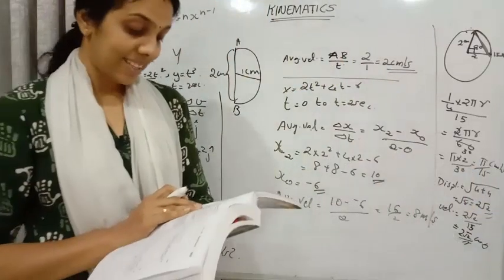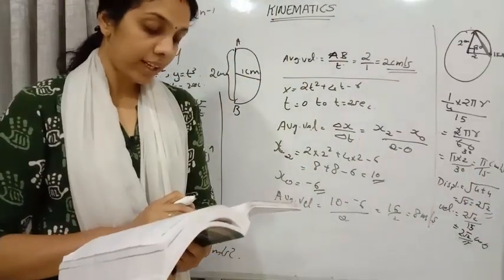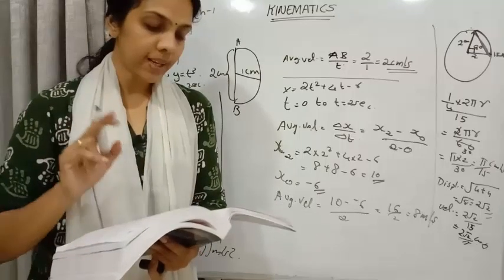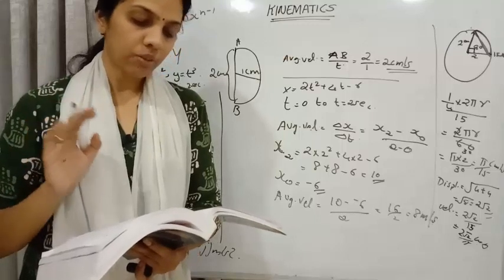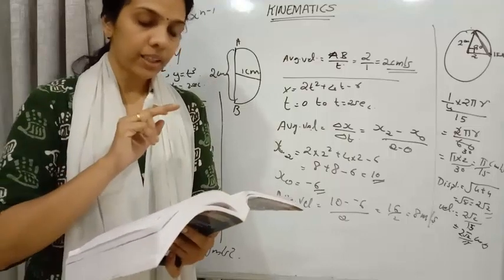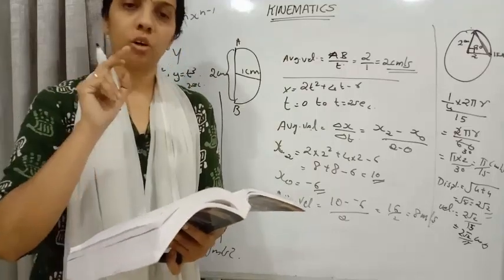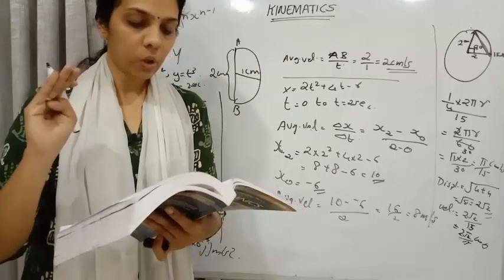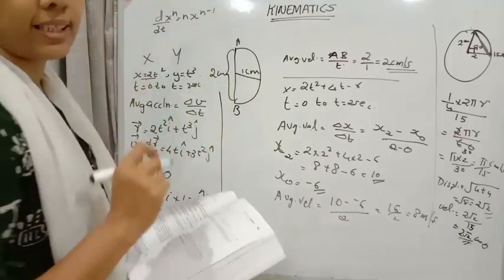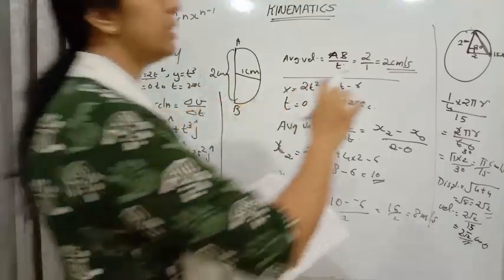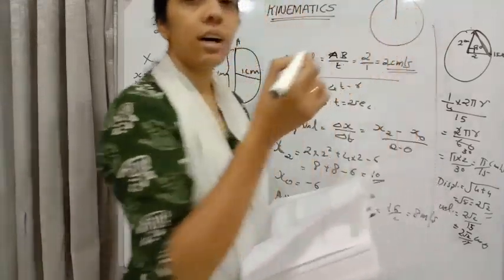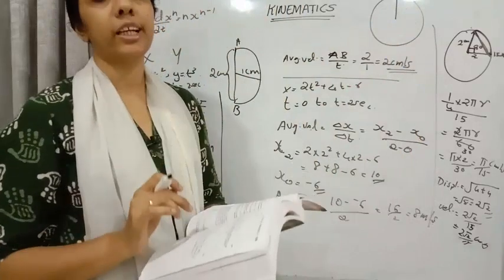Okay, clear? So next: a particle is moving in a circle of radius 4 centimeter with a constant speed of 1 centimeter per second. The time period of the particle we need to find out. Radius is given, and speed is given as 1 centimeter per second. So we can find out the time.